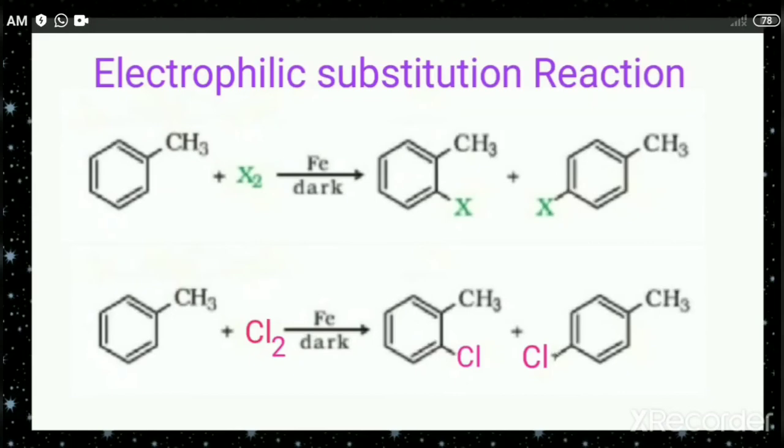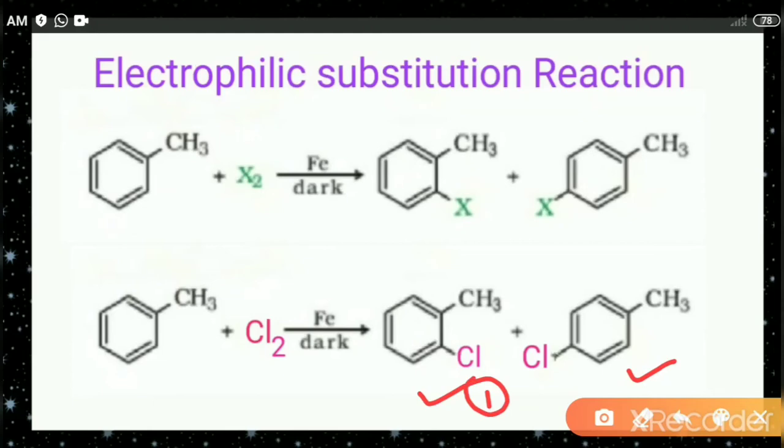In the second equation, in the place of X2 we are taking chlorine, so we get two products, the ortho substituted product and the para substituted product. The first product is called ortho-chlorotoluene and the second one is called para-chlorotoluene. So these are the two products formed from the electrophilic substitution reaction. In this way we can prepare haloarenes.